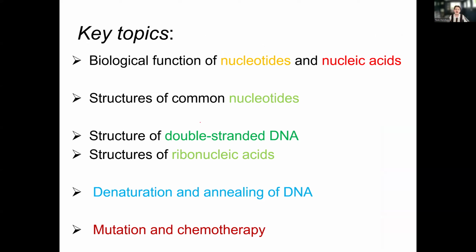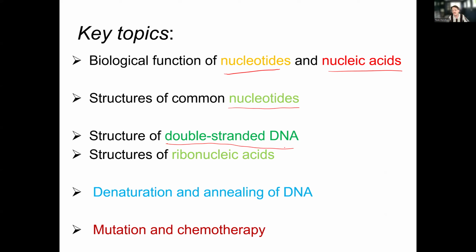So in this lecture, I want to cover nucleotides and nucleic acids. I'm going to talk about the structures of the common nucleotides. So remember I said it's made up of the 3 parts, the phosphate, the sugar, and the base. I'm going to talk about those and some of the common nucleotides, the A, T, C, and G, and really what differentiates between them.